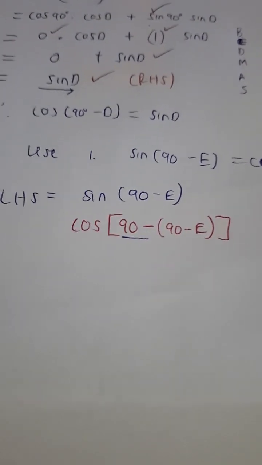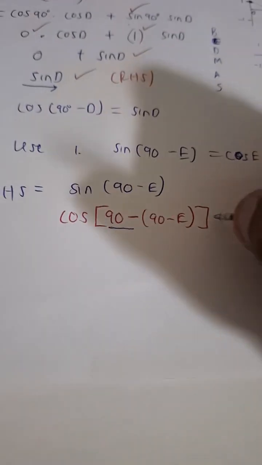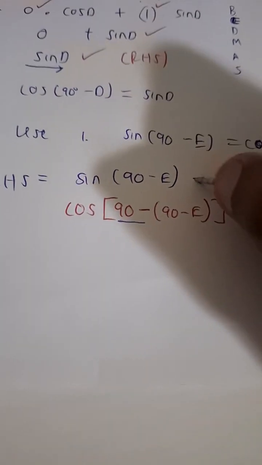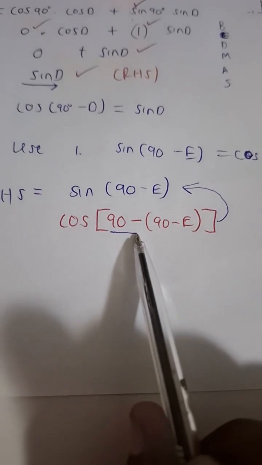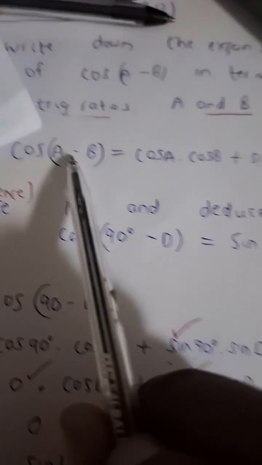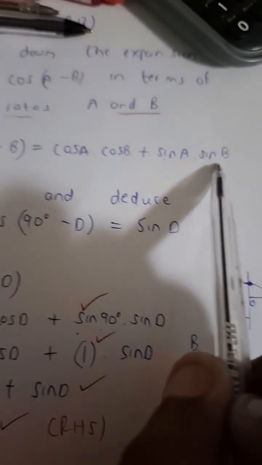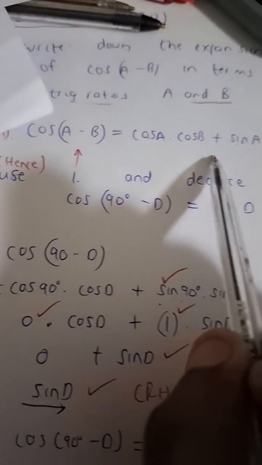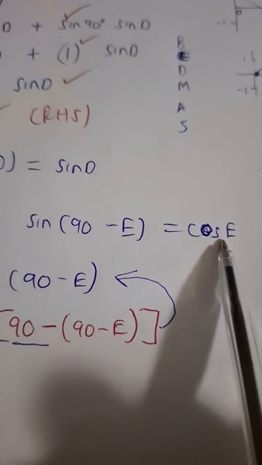I hope you are with me and you are understanding what I've just done here. Because if I was to evaluate what this is, I get this back. All right, so what I'm doing is because I've been asked to write, remember, cos A minus B is equal to cos A cos B plus sine A sine B. I need to use this to show that sine of 90 minus e is equal to cos e.